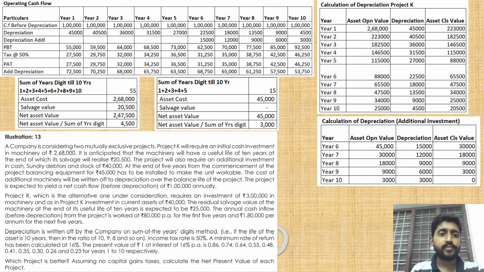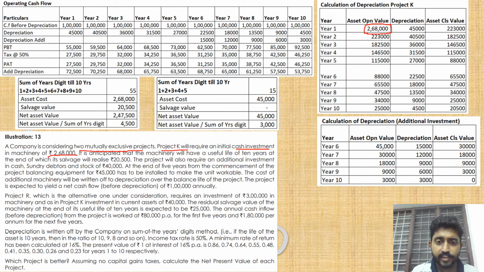Okay, and we will go to the next problem, which is the last problem for the session. I think this is a very huge problem. Yes, the company is considering two mutually exclusive projects. The first project is project K, which requires an initial cash investment of 2,68,000. I have taken this investment to mean the capex investment, which is you are taking the asset. So 2,68,000 is the year 0.